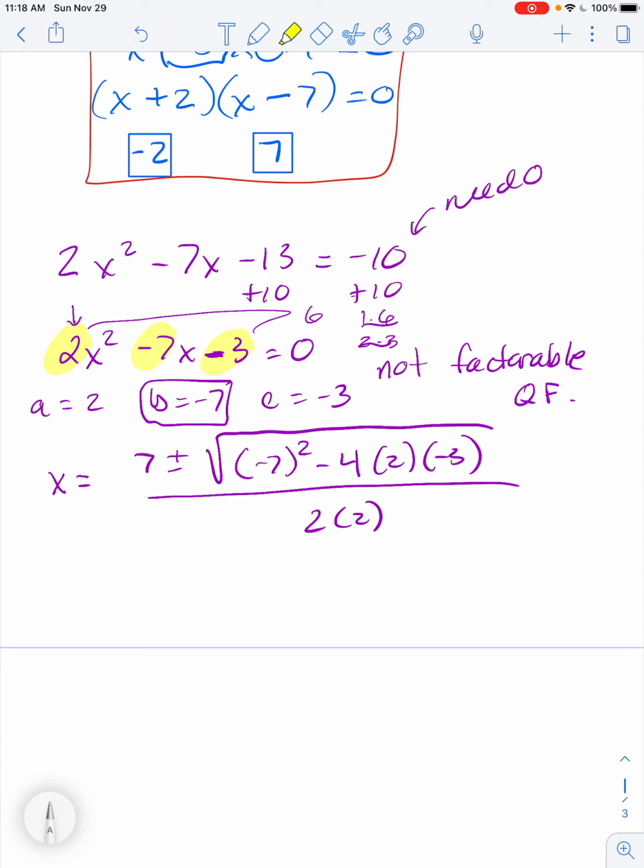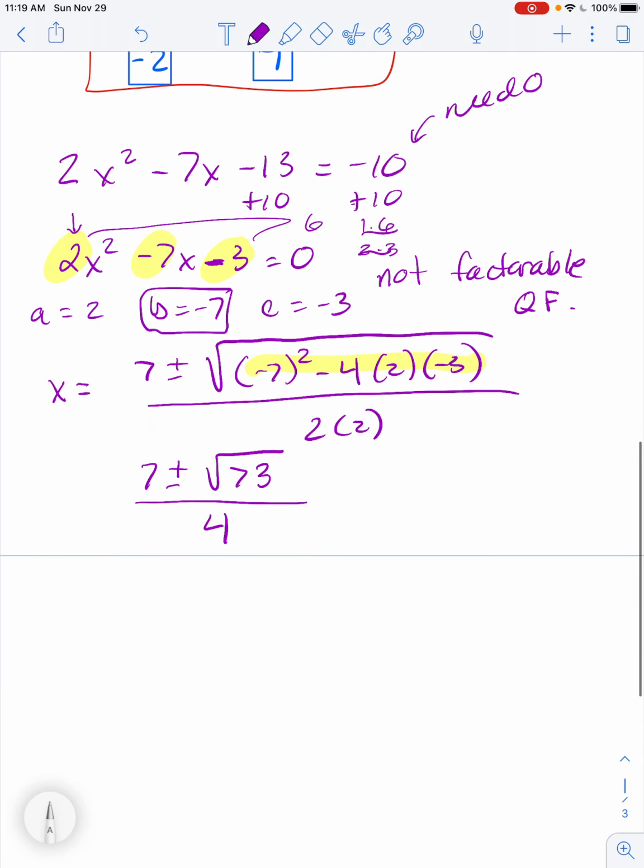So again, I always like to do this part under here, which is called the discriminant, foreshadowing for tomorrow's lesson. I always like to do that first. So I'm going to have 7 plus or minus the square root of something over 4. So I'm going to get my handy calculator out. 7 squared minus 4 times 2 times negative 3, and I got 73. So unlike my really user-friendly 81 up above, 73 is not a perfect square.